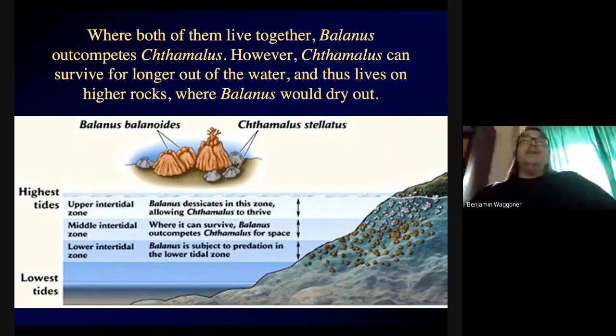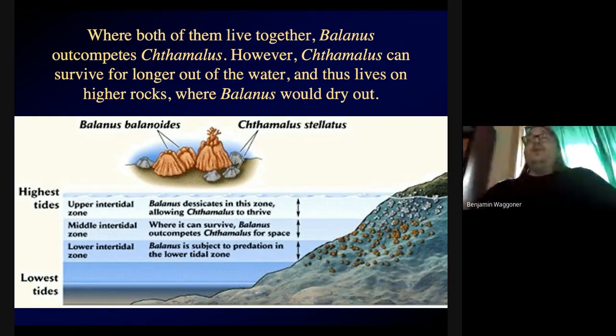However, Cathamalus can survive for a longer period of time out of the water. These rocks are right at the ocean level, and because of the tides, you have several zones. The rocks in the lower intertidal zone are wet most of the time. The rocks in the upper intertidal zone may be high and dry, except for a couple of times a day when the water level is high enough. So upper intertidal dries out a lot. Lower intertidal doesn't.